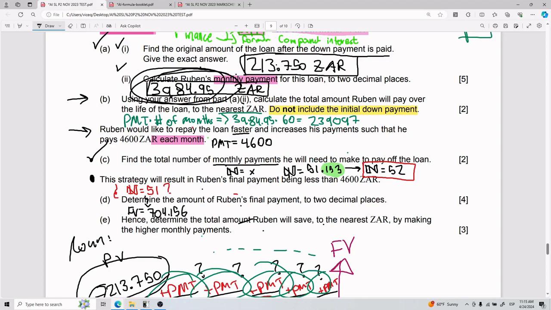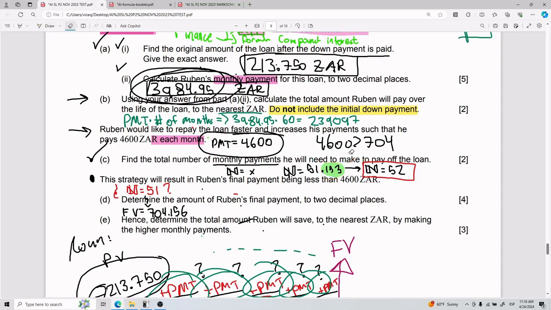Okay, this is very important to understand. So one before the last month, good old friend Ruben still owes around 704 ZAR. But per month, he pays 4,600. And so clearly, 4,600 is way bigger than 704. And that is why you have a decimal here of 0.153. Okay, that's the 704 that we're talking about.